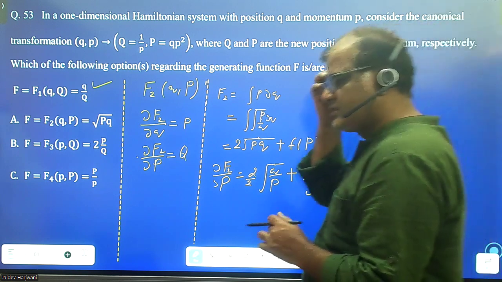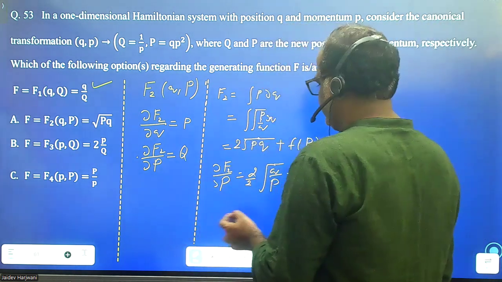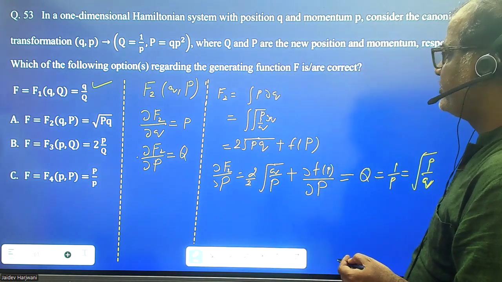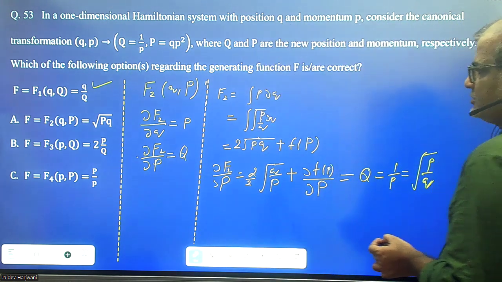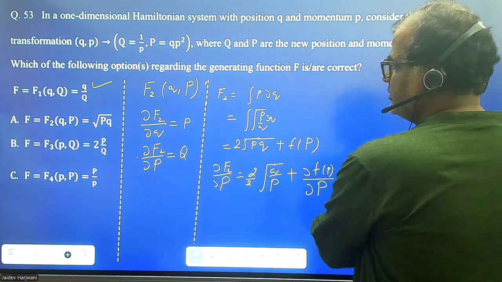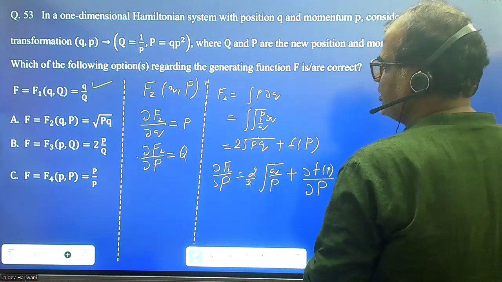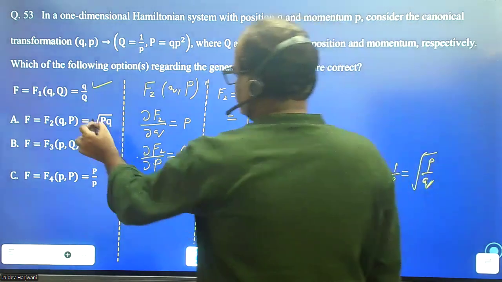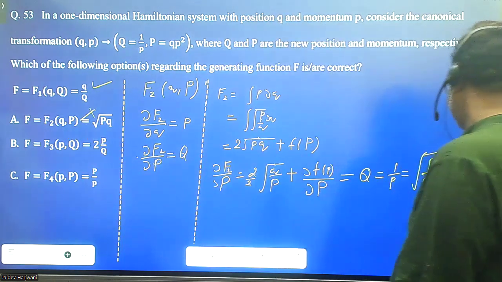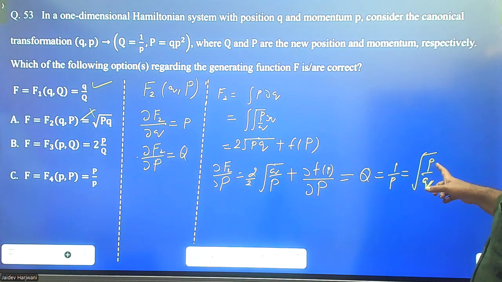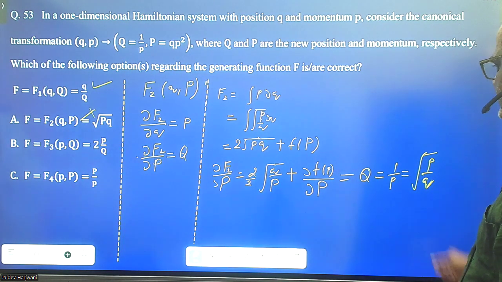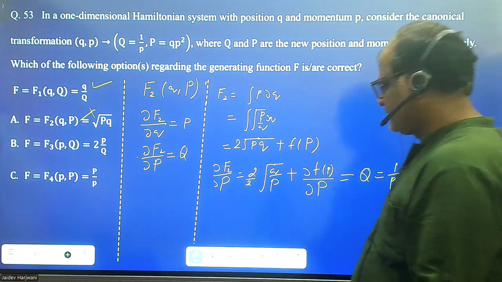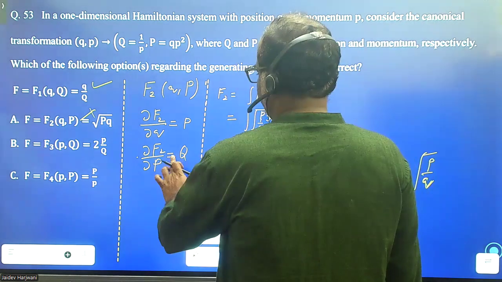This means F2 is not a generating function. This is QP. So F2 is not a generating function for this one. So this option is wrong. There is a capital P by Q, and this also I cannot make equal to Q by P. So this is not a correct option. Let me check now F3.